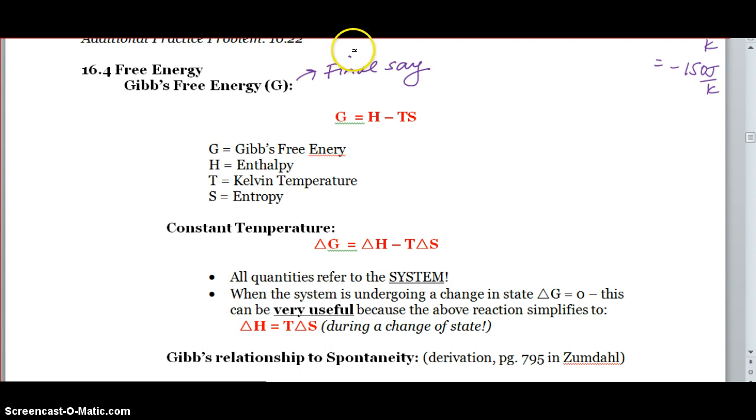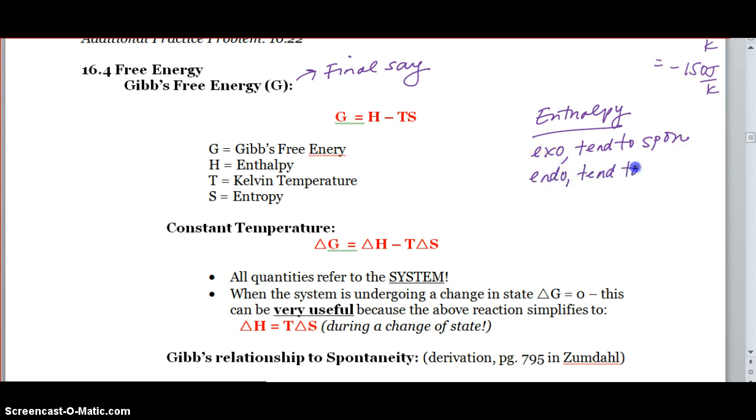So we talked about the fact that, if we want to look at just enthalpy, exothermic reactions tend to be spontaneous, right? And endothermic reactions tend to be non-spontaneous. These are just kind of guidelines, right? So if you had a negative delta H, those would be spontaneous. If you had a positive delta H, those tend to be non-spontaneous.